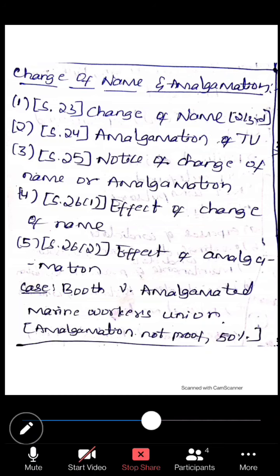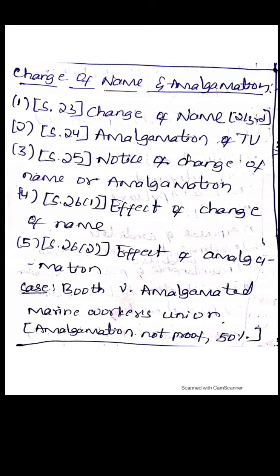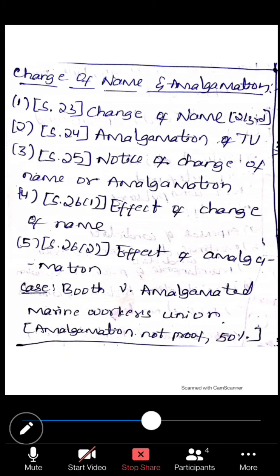The next is section 24, amalgamation of trade union. What is amalgamation? Amalgamation is the merging of two trade unions. Merging of one or more trade unions is called amalgamation. Can a trade union get amalgamated? Yes, there are provisions that a trade union can get amalgamated. The method for amalgamation of two or more trade unions is provided under section 24.